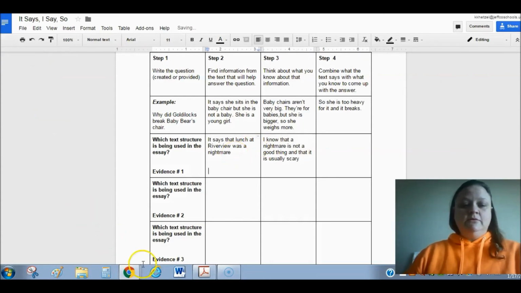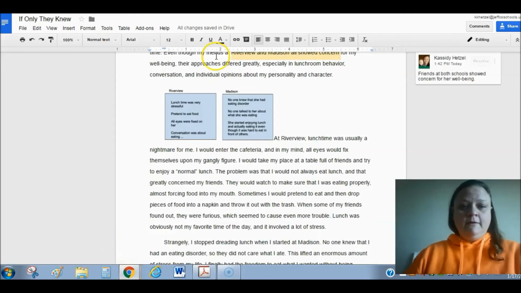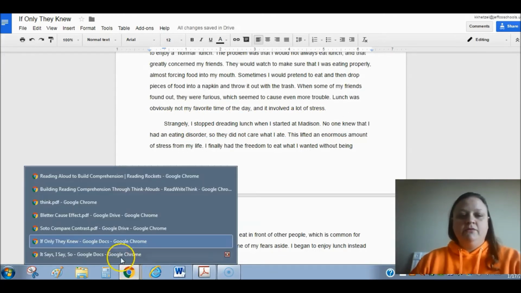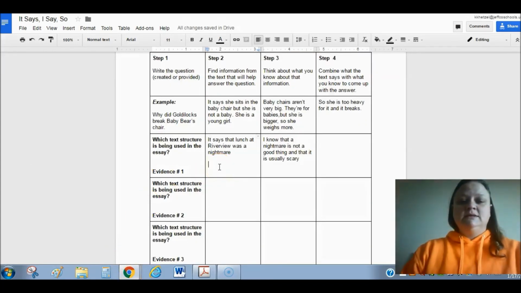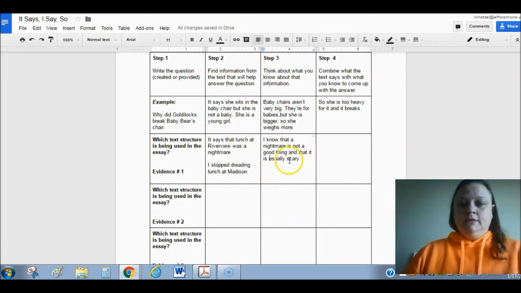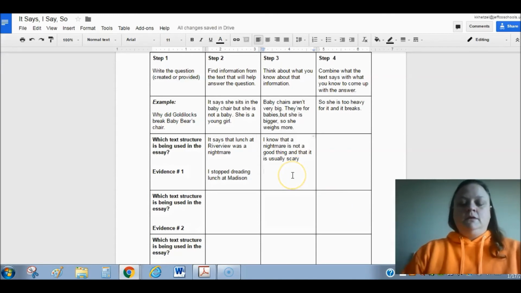I'm also going to look down at where it says, strangely, I stopped dreading lunch when I started Madison. So I'm going to come back over to my "it says" box, and in the same box, it says, I stopped dreading lunch at Madison. Well, when someone stops dreading something, that's usually a good thing. It means they're overcoming a fear. Okay, so overcoming a fear.